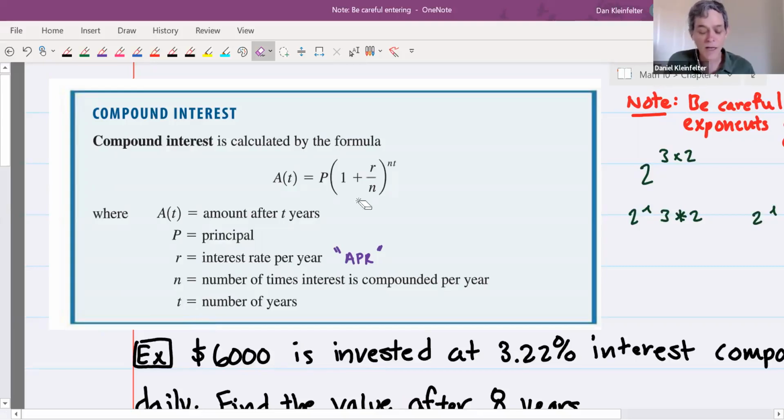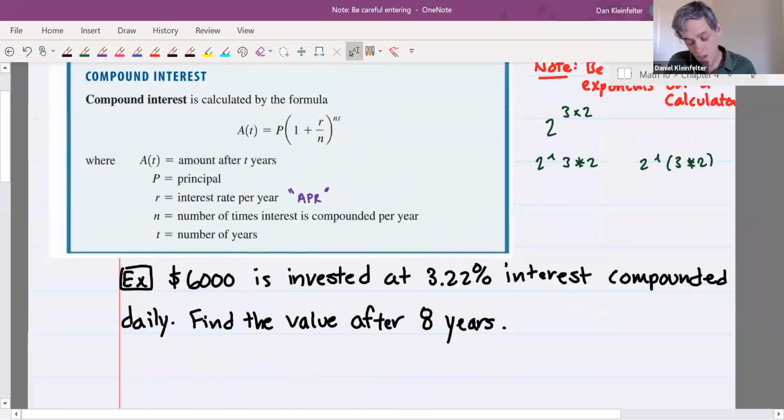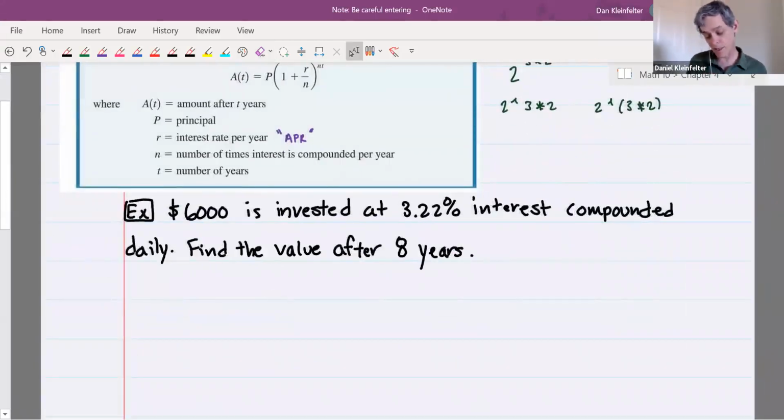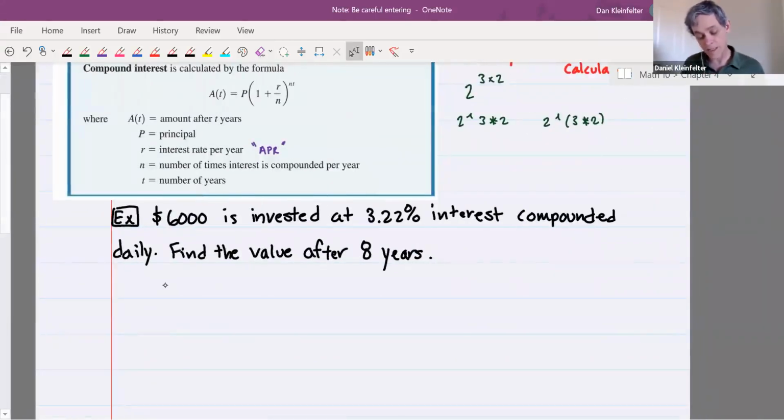And the formula was P, and then in parentheses, 1 plus R over N, and then in the exponent, both the factors N and T, so N times T in the exponent. So we're going to try one more example. So here we have $6,000. It's invested at 3.22% interest compounded daily. We want to find the value after 8 years.